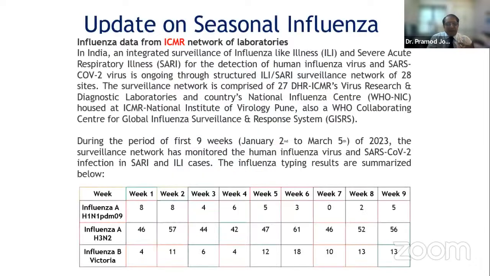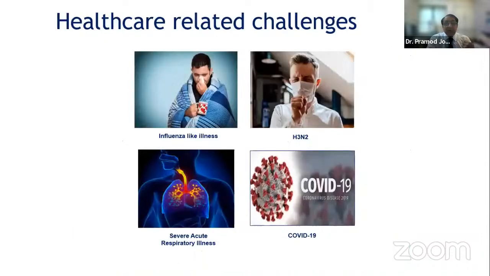And our ICMR network has given us a lot of information about the type of the virus, which is H3N2, during the first 3 months of this particular year. And we have many healthcare related challenges, particularly related to influenza and COVID. So whenever you come across any of these viruses, which are driven by droplets to other people, you have to be very, very careful, because all the precautions in the form of wearing a mask and disposing of the tissues and others are to be done very, very methodically.